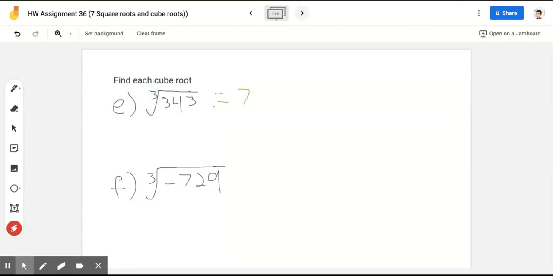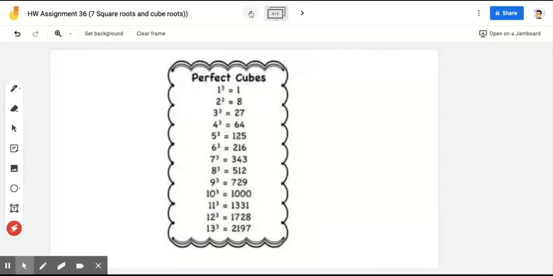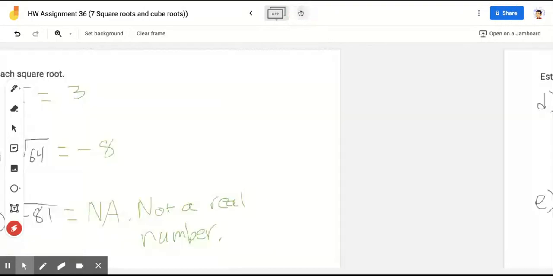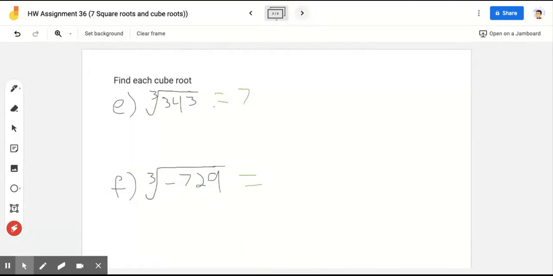The cube root of negative 729. So cube roots, we can have negatives. Okay, we can have negatives for cube roots. Now let's go back and see. Let's find my list. 729. Right here. So therefore, the cube root of negative 729 is negative 3. Negative 9, I'm sorry.